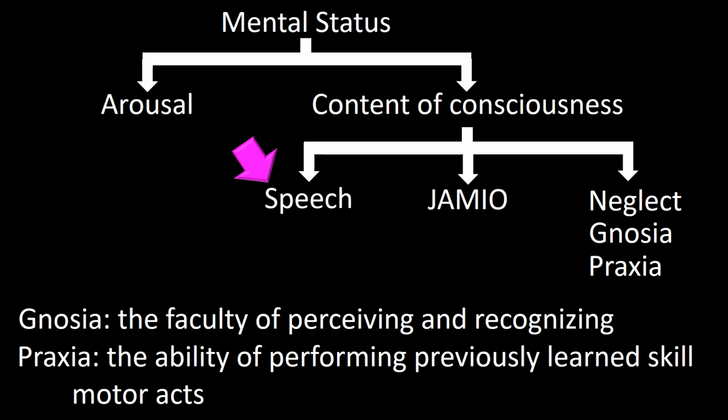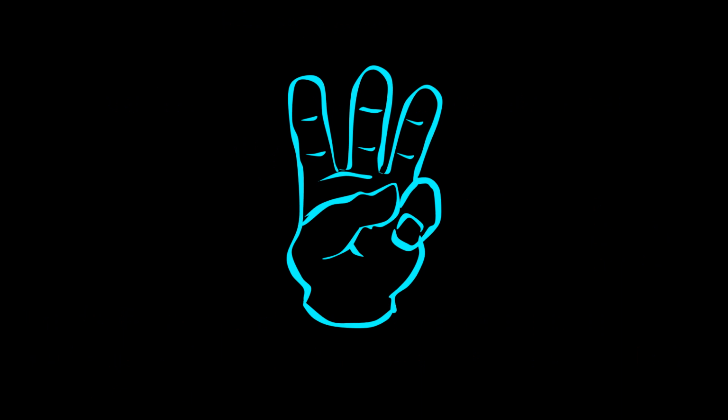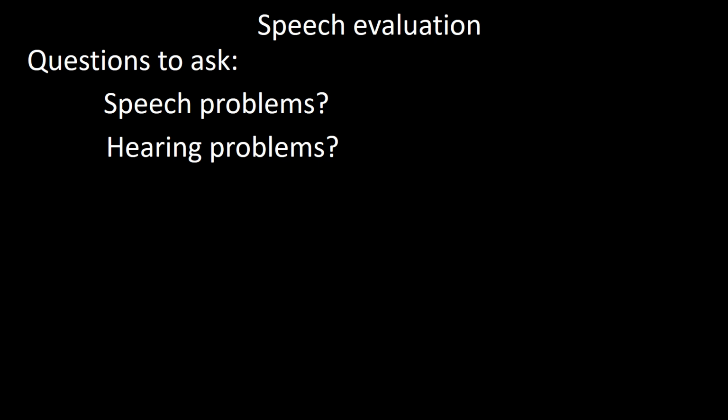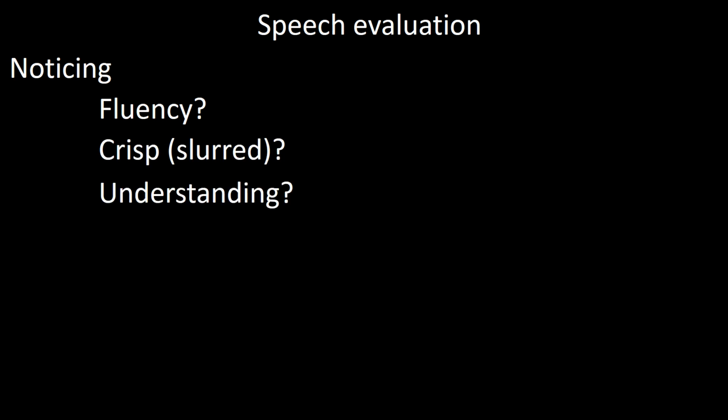Let's start with speech. Speech is evaluated by three routes. The first route is by asking simple questions such as, is there any speech problem, any hearing problem, and any brain surgeries? The second route is by noticing during the history taking several characteristics of language, such as fluency, crispness, understanding, prosody, that is the affective component of language.